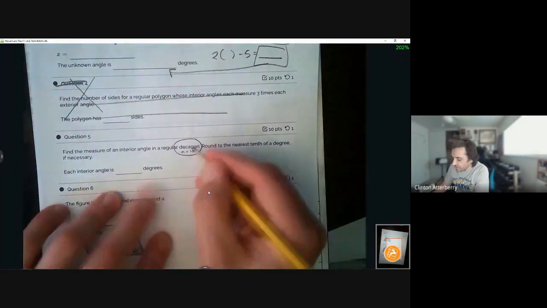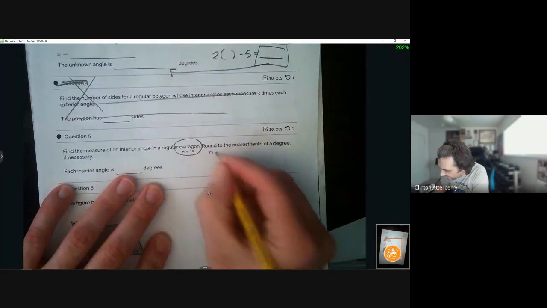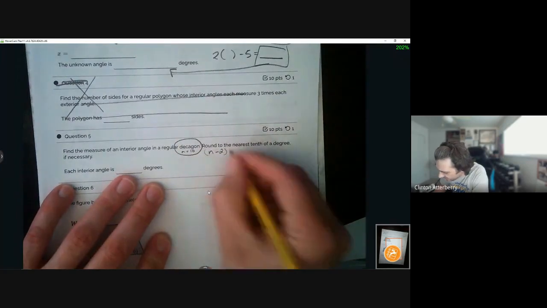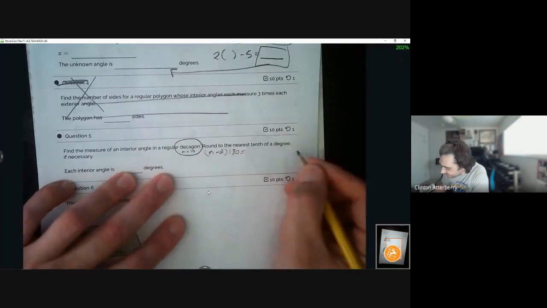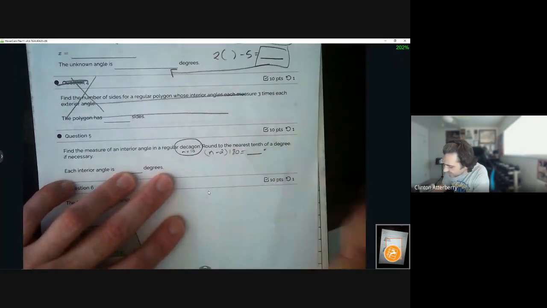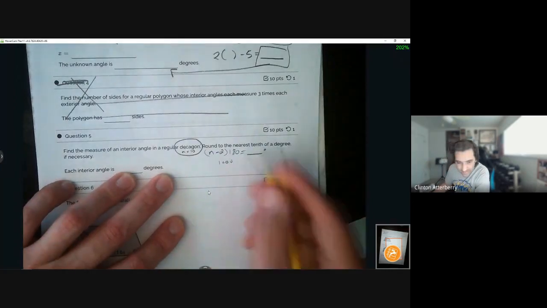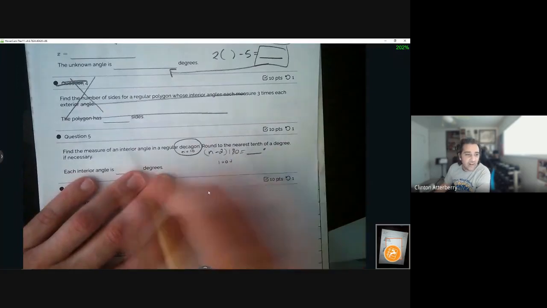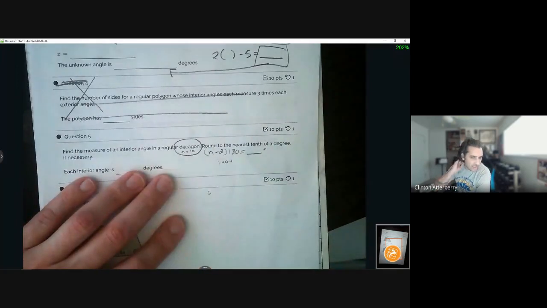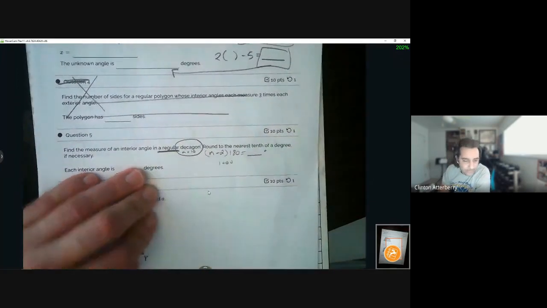So for a question like this, you use the equation n minus 2 times 180. You will get an answer. Let's just say I get 1,000 for my answer. It's not going to be 1,000, but let's just say it was. Then it says, find the measure of an interior angle of a regular decagon. When you see regular, that means all the sides are the same.